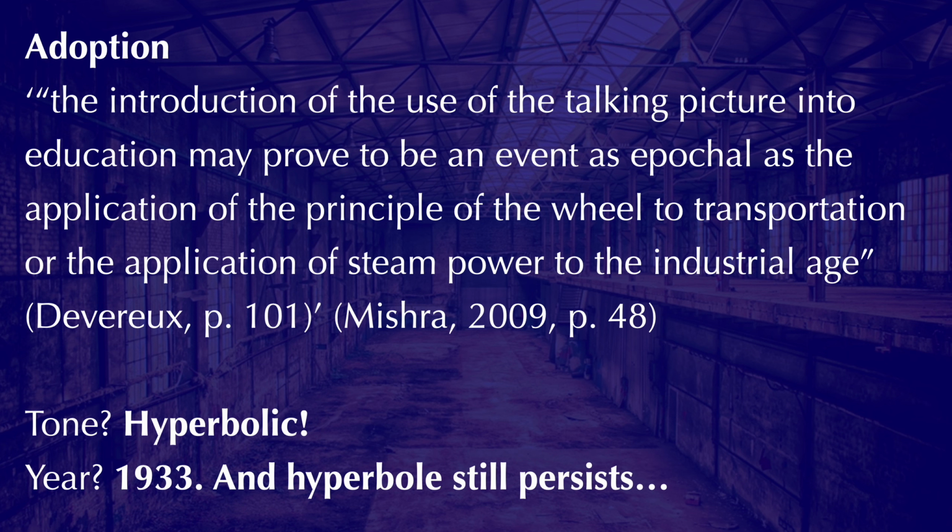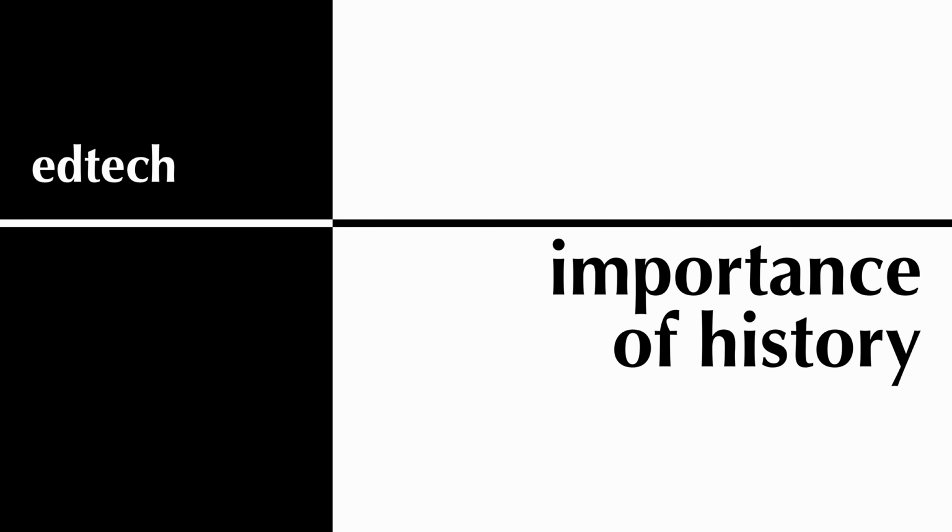The talking picture, like a film, is like the wheel in transportation or steam power to the industrial age. So I think it's maybe overselling the talking picture and generally educational technology. And the year is 1933, so it's quite a while ago. We're getting close to 100 years. And I would argue that the hyperbole still persists. And in some ways, because of the breadth and reach of technology, it's even bigger and badder.